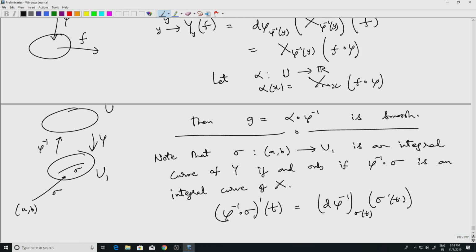Well, actually it tells me that this is equal to d phi inverse at sigma t composed with d sigma acting on del by del t, but that's the same as this. The way we define sigma prime t, it follows that the left hand side is the right hand side. Now we know that sigma is an integral curve of y, therefore I can plug that in here, d phi inverse sigma t, and so this is y at sigma t.